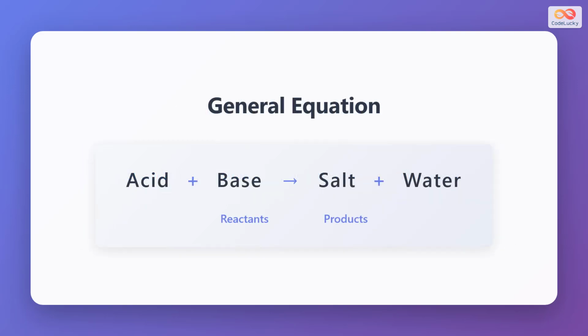The general equation for neutralization is straightforward. On the left side, we have our reactants, an acid plus a base. These react together to produce our products on the right side, salt plus water. This is the fundamental pattern that all neutralization reactions follow. No matter which specific acid or base you're working with, the products will always be some type of salt and water. This predictable pattern makes neutralization reactions easy to identify and understand.